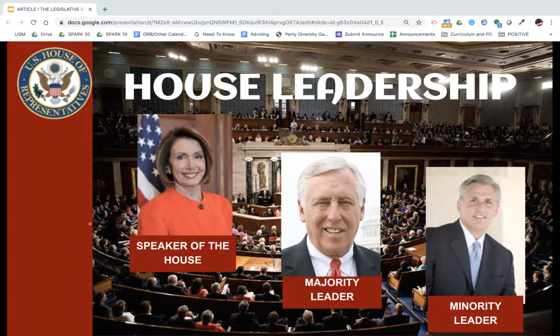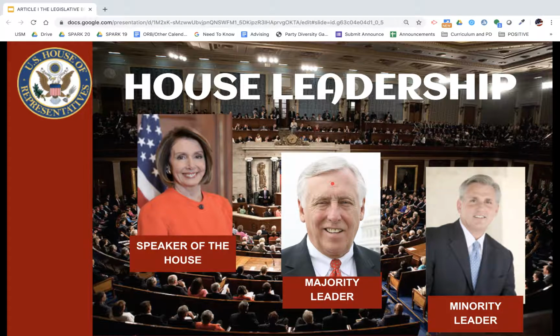Whatever party is in charge of the House determines who their leader is. The Speaker of the House is Nancy Pelosi from California. She's a Democrat. She's the top dog in the House. She is second in line for the presidency: Vice President, then the Speaker of the House. She's the highest ranking female our country has ever had.